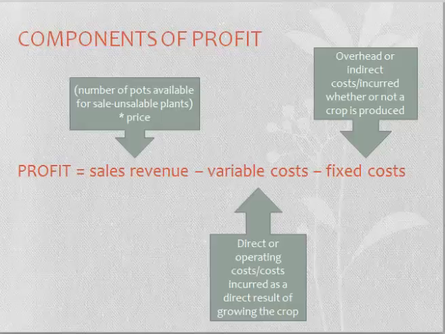Variable costs are direct or operating costs. This means costs that are incurred as a direct result of growing the crop. So examples might be the pot that the plant is grown in, or the media used for that specific plant. Fixed costs are overhead or indirect costs, which will be incurred regardless of whether or not the plant is produced. So the water bill, the electric bill, taxes, all of those things fall under the fixed cost category.